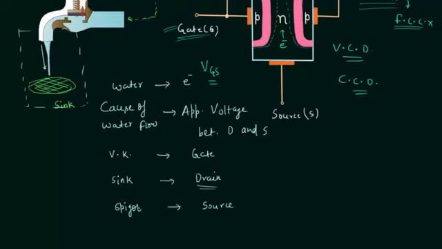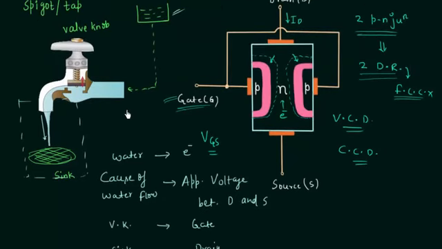So I hope you now understand this simple analogy, and if you have any doubt, you may ask in the comment section. In the next presentation, we will discuss the working of JFET when VGS is equal to 0 and the potential difference between source and drain is positive. VDS is greater than 0 volts and VGS is equal to 0 volts.